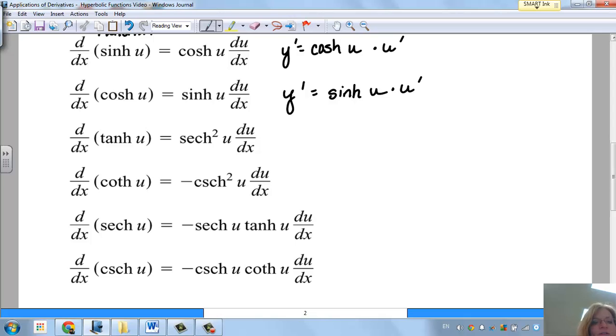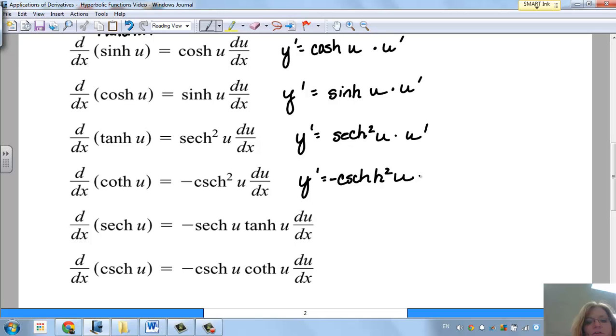Now if you'll notice, these look very similar except some of the signs are different. So the derivative of hyperbolic tan is hyperbolic secant squared u times u prime. The derivative of hyperbolic cotan is negative hyperbolic cosecant squared u, I forgot the negative, times u prime. So far, this one is the only negative one. I just want you to notice that everything else is positive. And it looks kind of familiar.